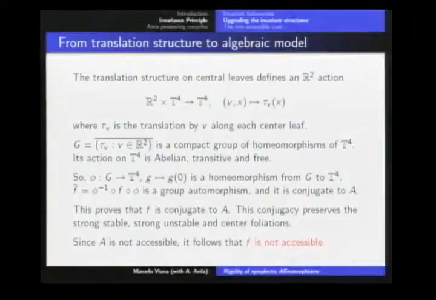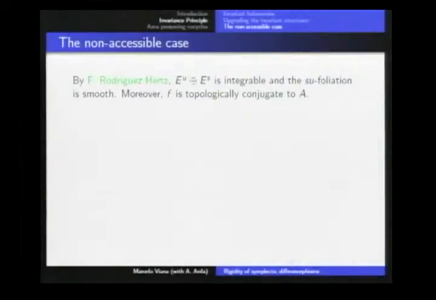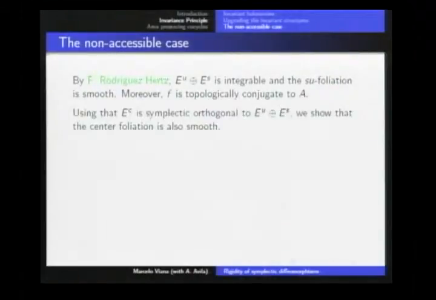No, I know, but I said if Federico proved that when it's not accessible, when the accessibility class is only 1 point, then it's conjugate. Yeah, that's precisely what is written there. Now that I know it's not accessible, Federico tells me that F is also topologically conjugate to A, topologically.